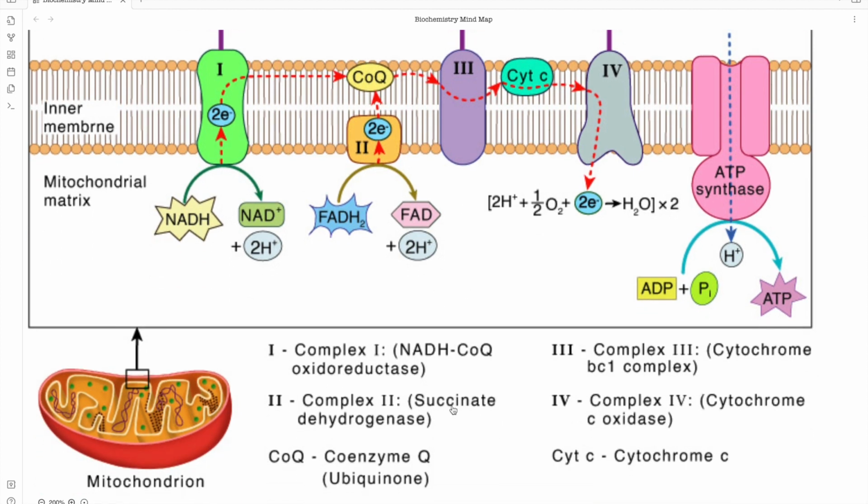Next, we have complex 2, and that is succinate dehydrogenase. Why? If you remember the TCA cycle, while succinyl-CoA was converting into succinate, FADH2 was produced. Complex 2 can take up 2 electrons from FADH2, and it can transfer these 2 electrons to CoQ.